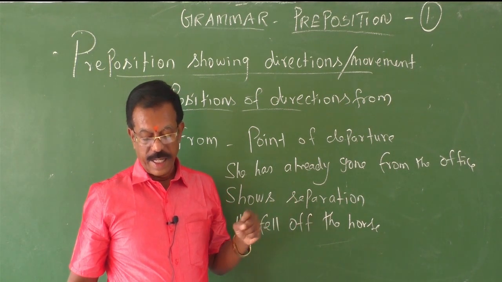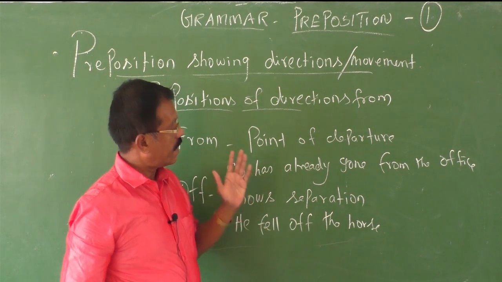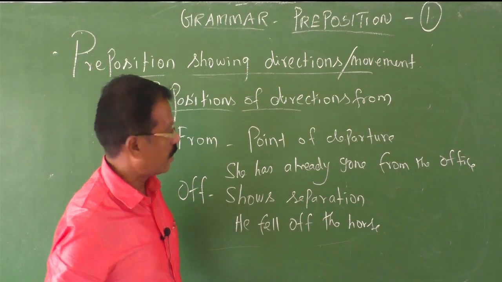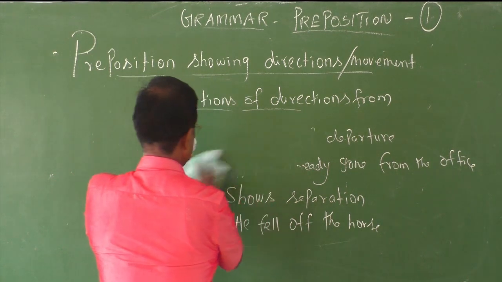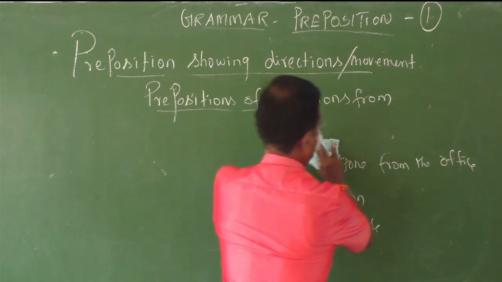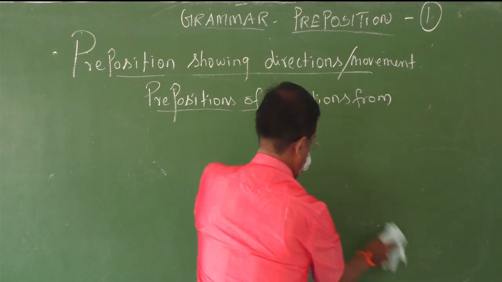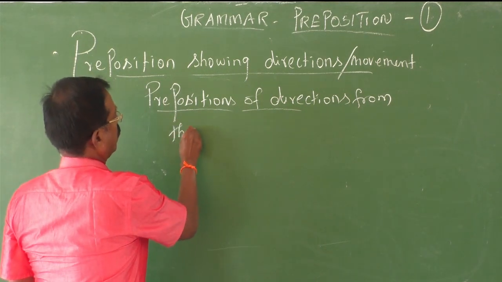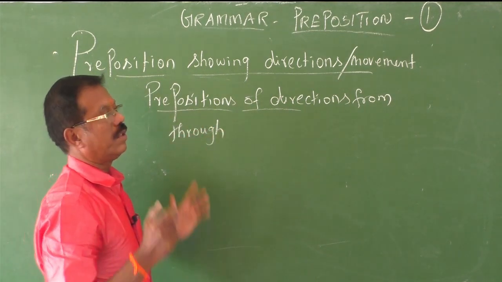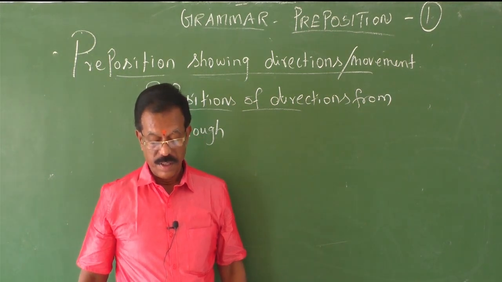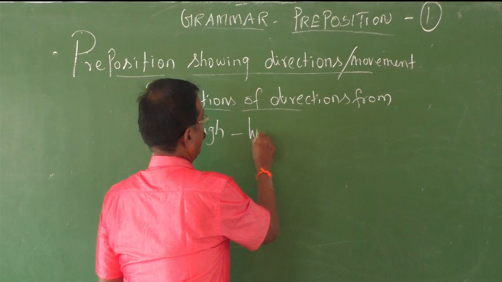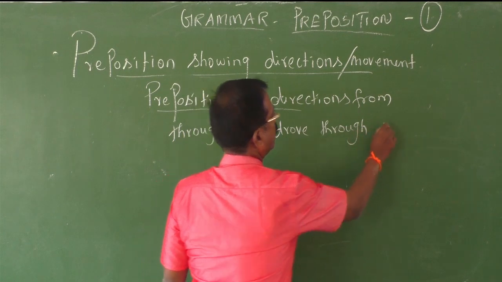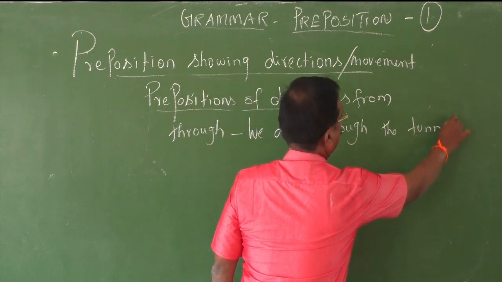Okay, off. Then there are some other prepositions that also show movement. What are those prepositions? See, through. It is used to refer to movement. For example, we drove through the tunnel. Okay.